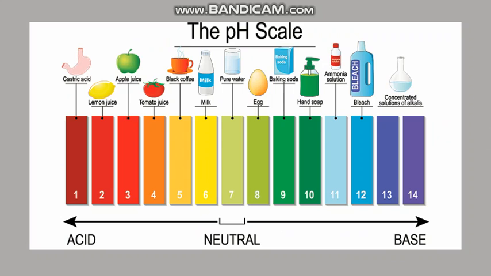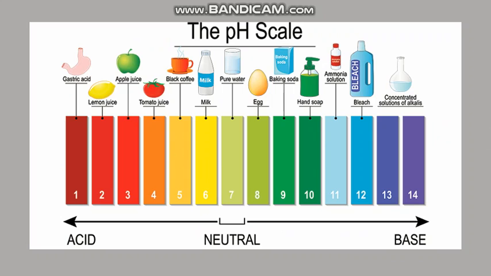In pH scale, 1 is gastric acid, 2 lemon juice, 3 apple juice, 4 tomato juice, 5 black coffee, 6 milk, and 7 is neutral, which is pure water. 8 egg, 9 baking soda, 10 hand soap, 11 ammonia solution, 12 bleach, 13 and 14 concentrated solution of alkalis. A solution with a pH lower than 7 is acidic.